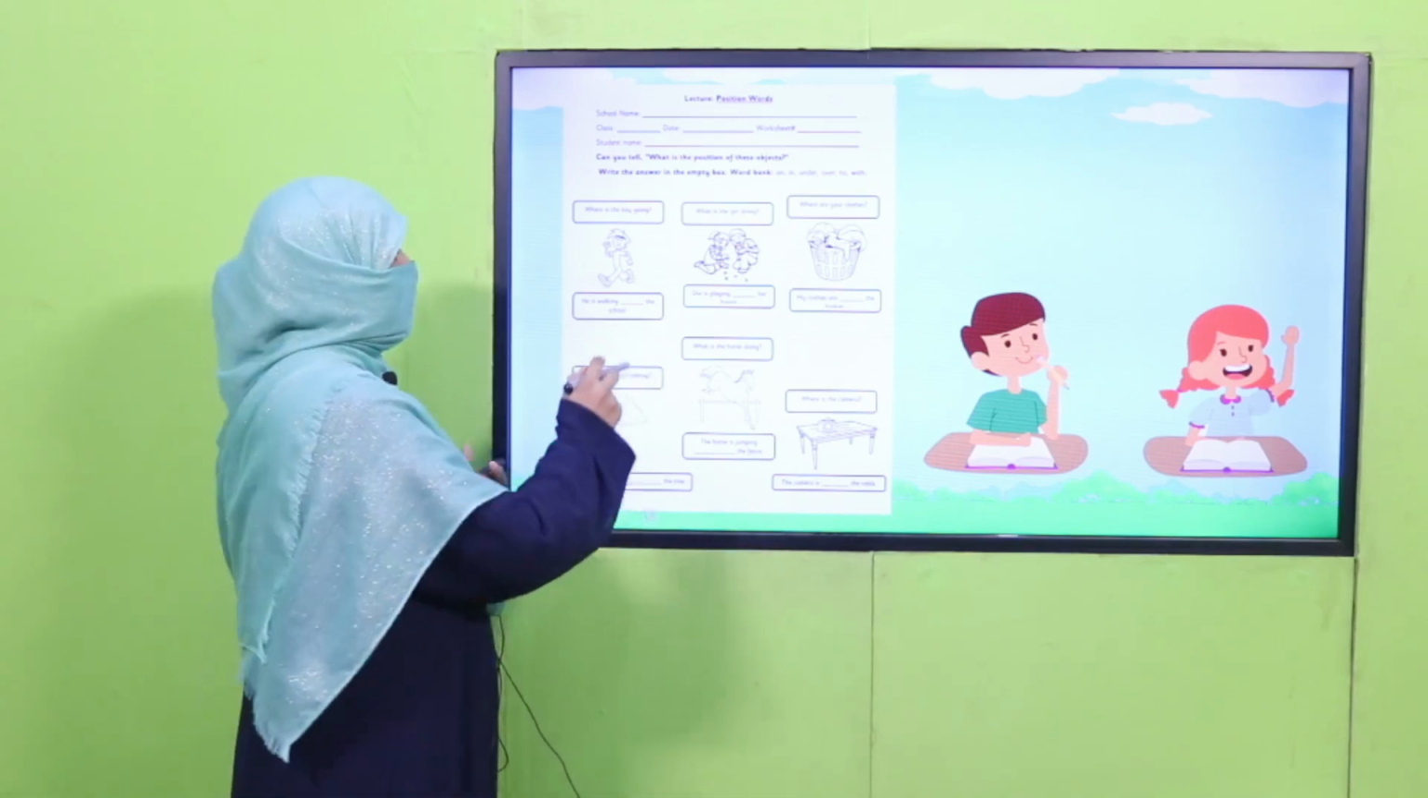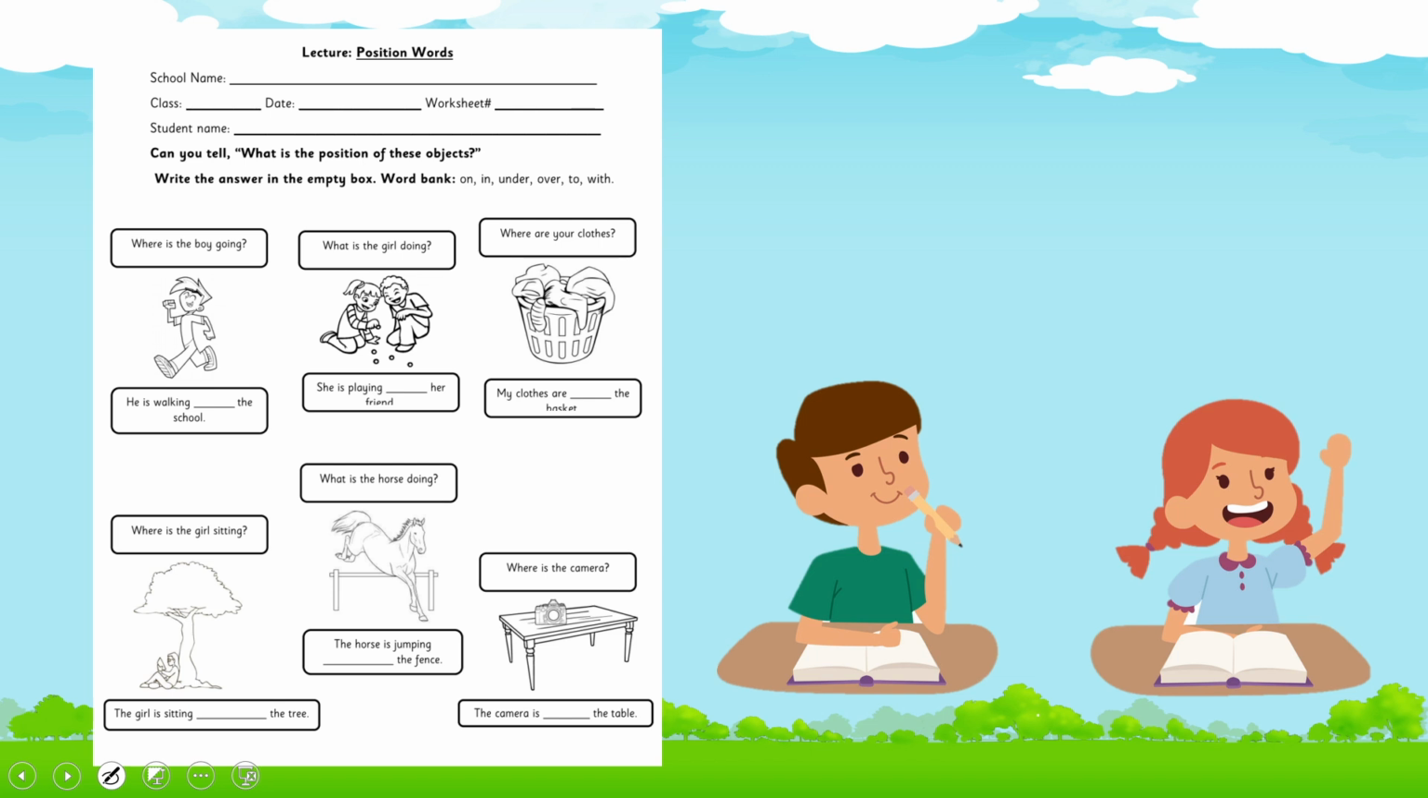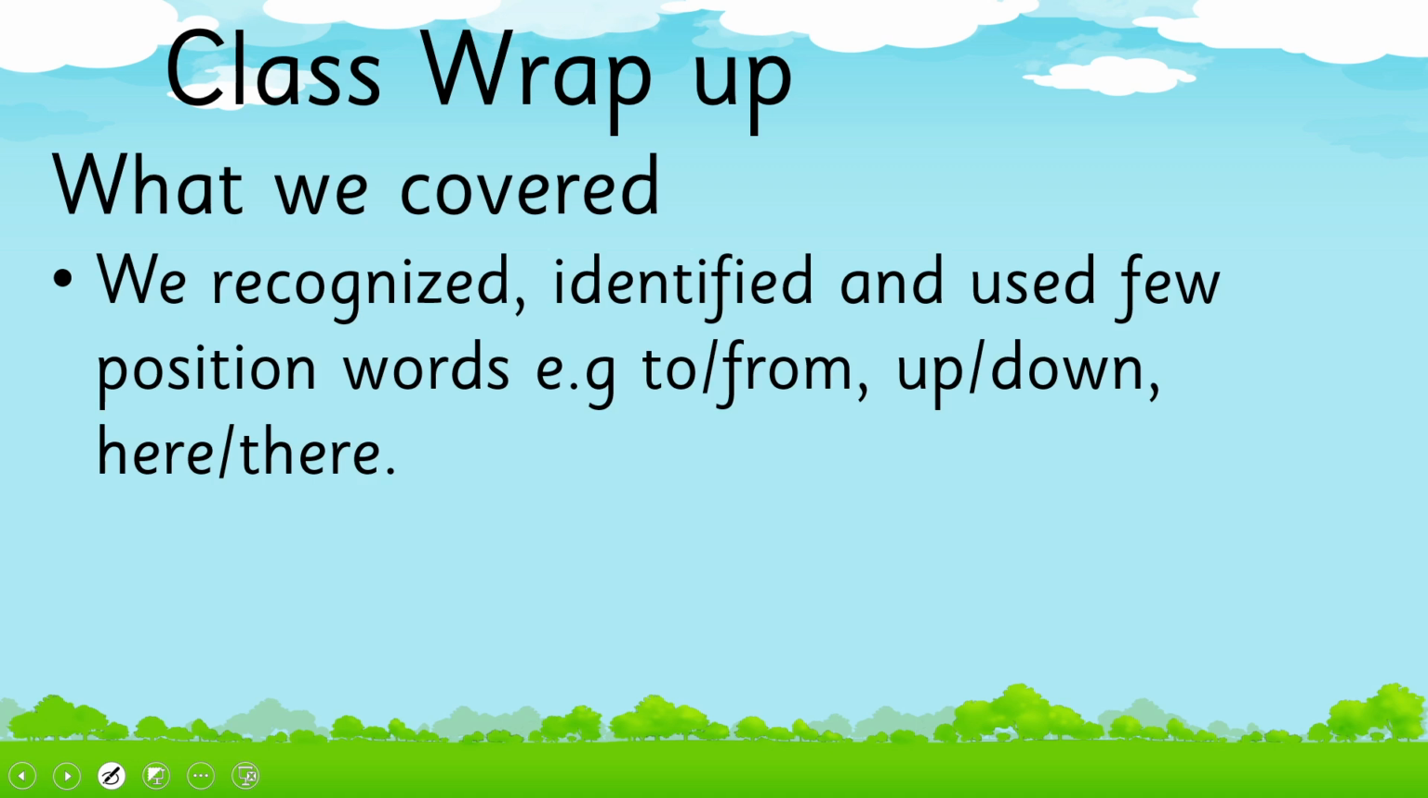And students, what you will do, you will tell what is the position of the objects and write the answer in the empty box. This is the word bank for position words. You will read the question, write the answer by filling the blank using these position words. This is what the worksheet is all about. Also color it.